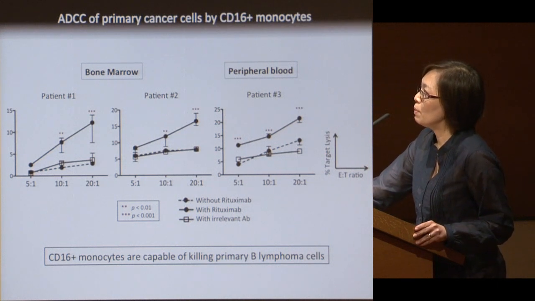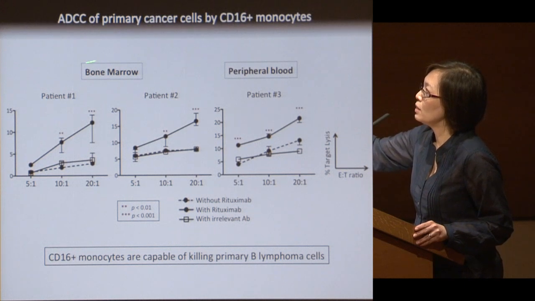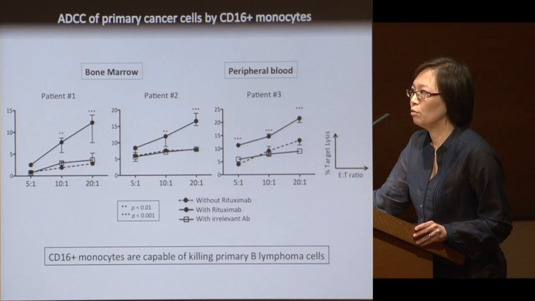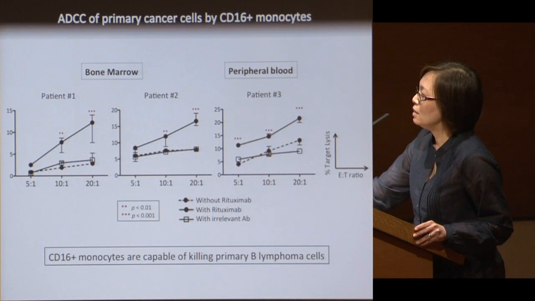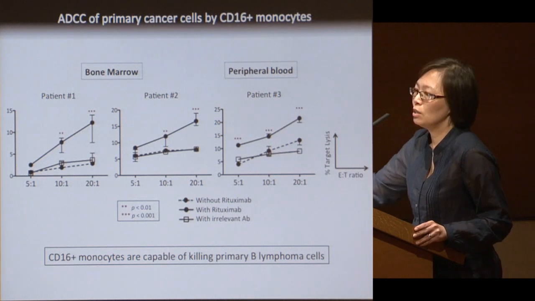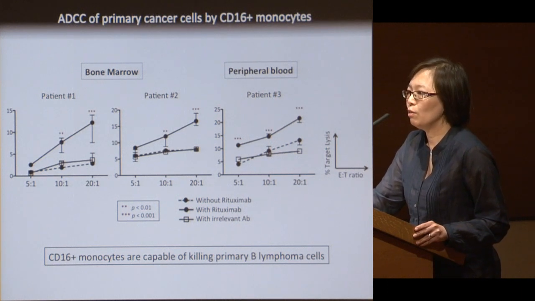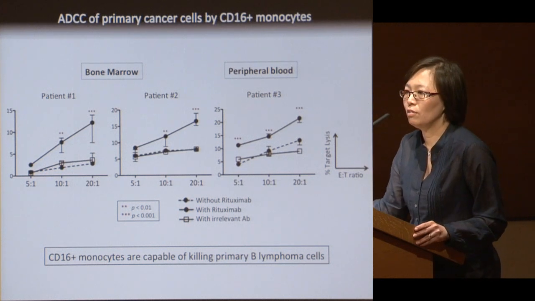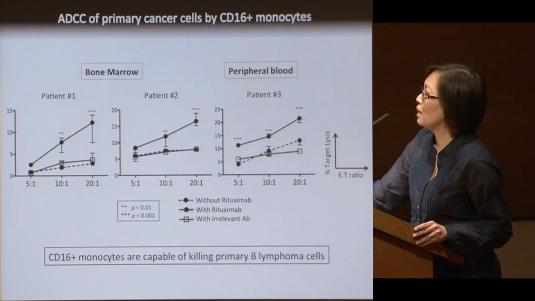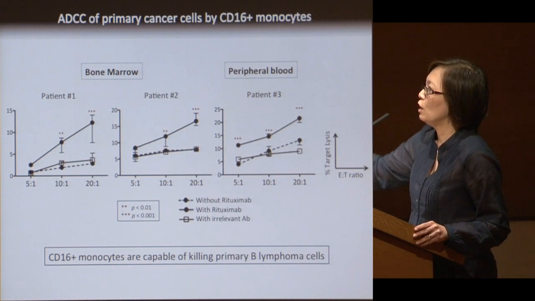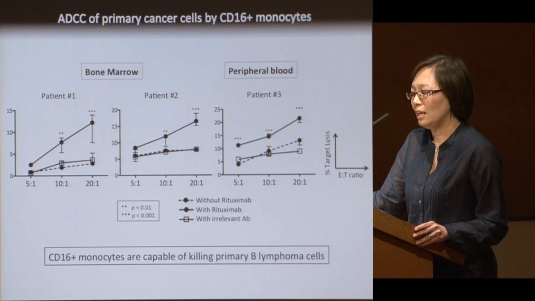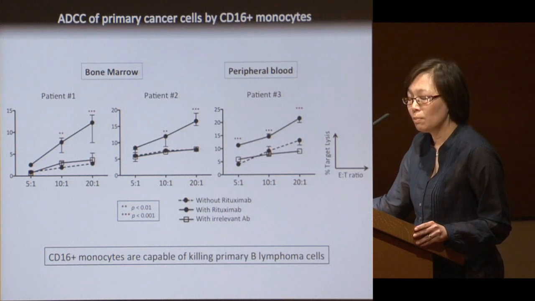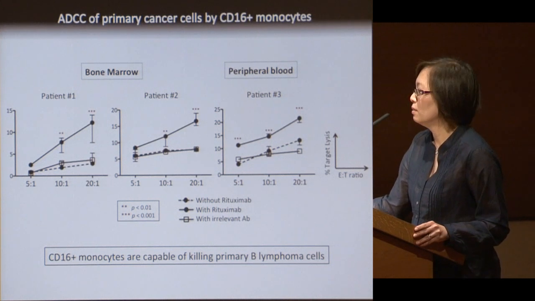They are suffering from Hodgkin B lymphoma. Here I show you data from 3 patients, 2 of which the tumor cells were obtained from the bone marrow, and for patient 3, the lymphoma cells were collected from the peripheral blood. For all 3 cases, the moment we coated the cells with rituximab, the anti-CD20 antibody specific for the antigen on these tumor cells, we see enhancement in the killing of these cells by the CD16 positive monocytes. Again, there is no effect if we add the irrelevant antibody into the ADCC assay, indicating that CD16 positive monocytes are also capable of killing primary B lymphoma cells.